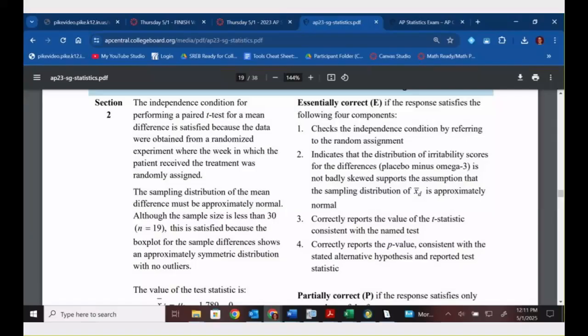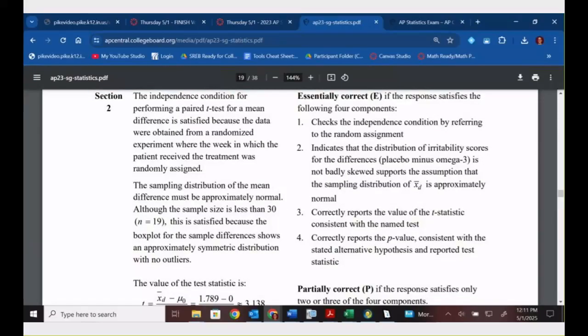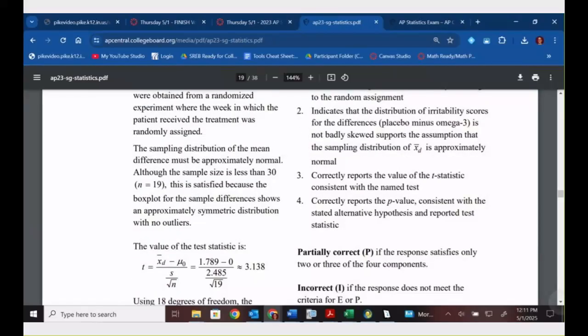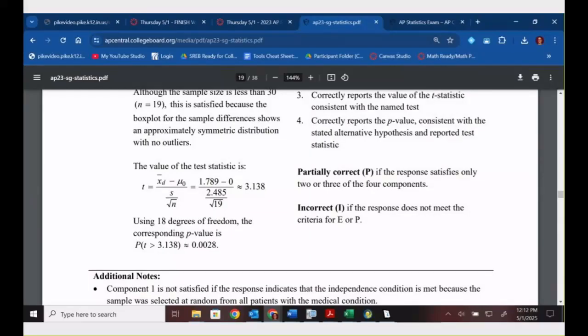Correctly reports the value of the t statistic consistent with the named test. Correctly reports the p-value consistent with the stated alternative hypothesis and reported test statistic. So, checking for random assignment, checking for normality by referencing the graphs that were provided and stating that they were not strongly skewed or no obvious outliers. Your t-statistic, which let me scroll down so you guys can see what the appropriate t-statistic is. The correct t-statistic is 3.138, and then the correct p-value using 18 degrees of freedom comes out to be 0.0028.